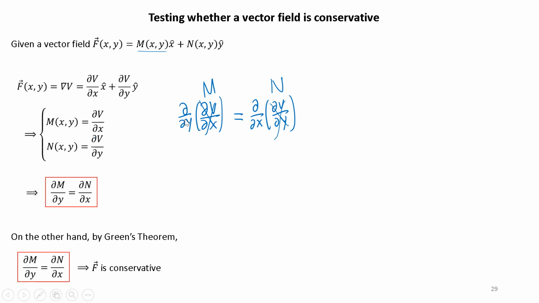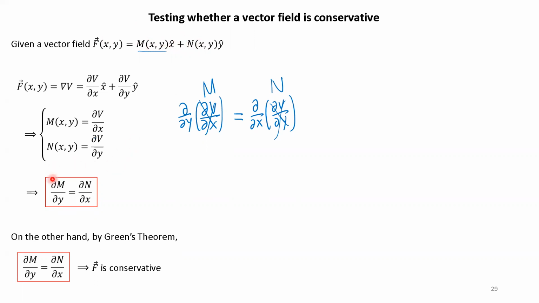So this partial M partial y has to be equal to this partial N partial x. That means I just need to test whether it is true or not. If the equation is true, then I know that this vector field is conservative, or it can be written as the gradient of a function v.